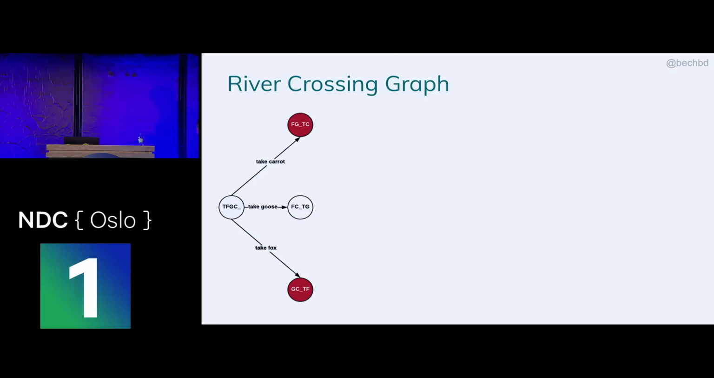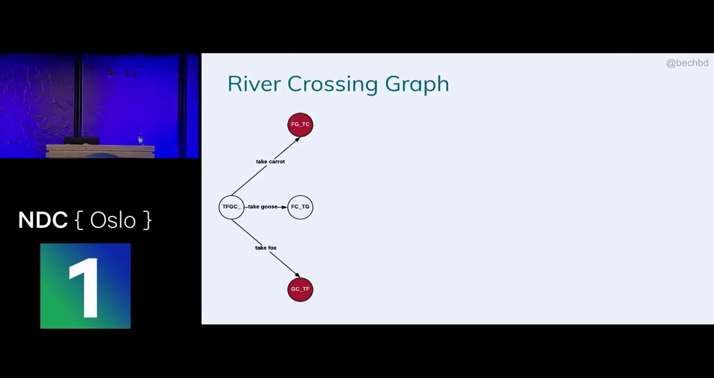The next step is to model all your state changes. You can model your state changes as the relationship between a current state and a future state. So in this case, you can model those three potential state changes, and you'll see that if you take the carrots, it's going to lead you to an invalid state, which I've colored here in red. If you take the goat, it's going to lead you to a valid state, and if you take the fox, it's going to lead you to an invalid state.